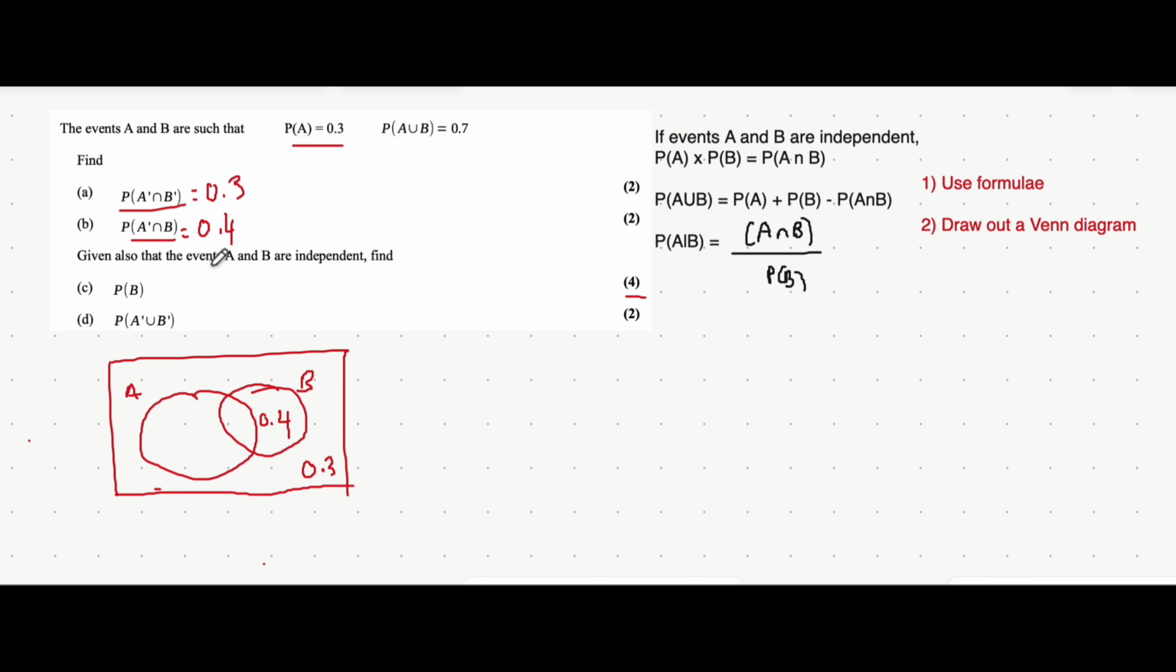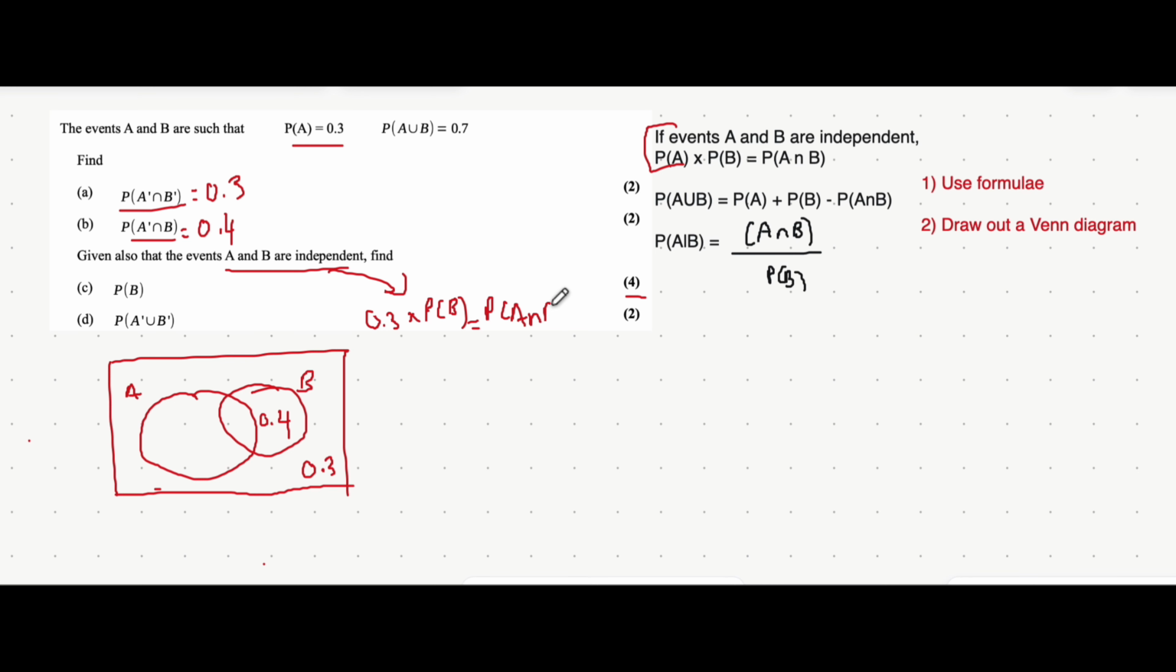Now it says given that A and B are independent, now that's important because that means that we can use this expression here. If it didn't tell you that they're independent, then we couldn't have used this expression. So straight away, let's form an equation using this. I'm sure it'll be helpful. The probability of A is 0.3 multiplied by the probability of B, which we don't know yet. We know it's 0.4 plus something. I'm just going to write probability of B for now is equal to A intersect B, which again we don't know.